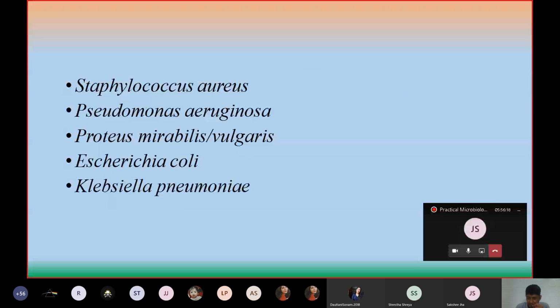In the examination, during the class, you will be taught about these 5 organisms: Staphylococcus aureus, Pseudomonas aeruginosa, Proteus mirabilis or Proteus vulgaris, anything it could be, Escherichia coli, and Klebsiella pneumoniae. Among these 5, one is gram-positive cocci in clusters, and the rest are all gram-negative bacilli, and these are all common pathogens that we encounter during clinical practice. That's why they are kept here for identification.